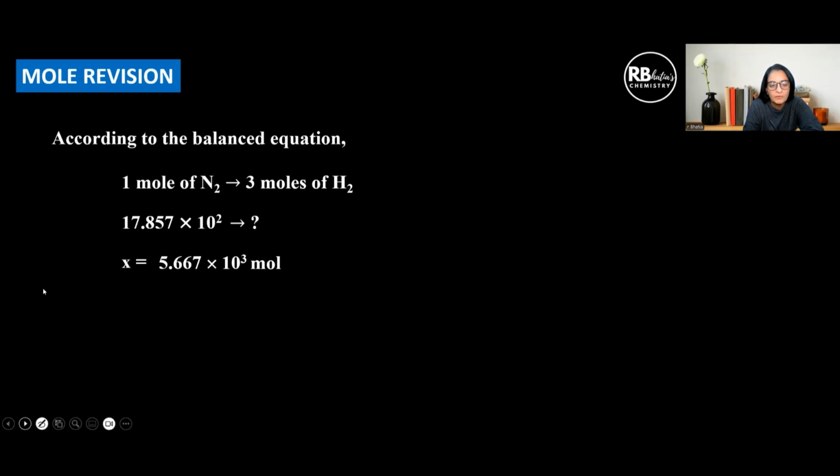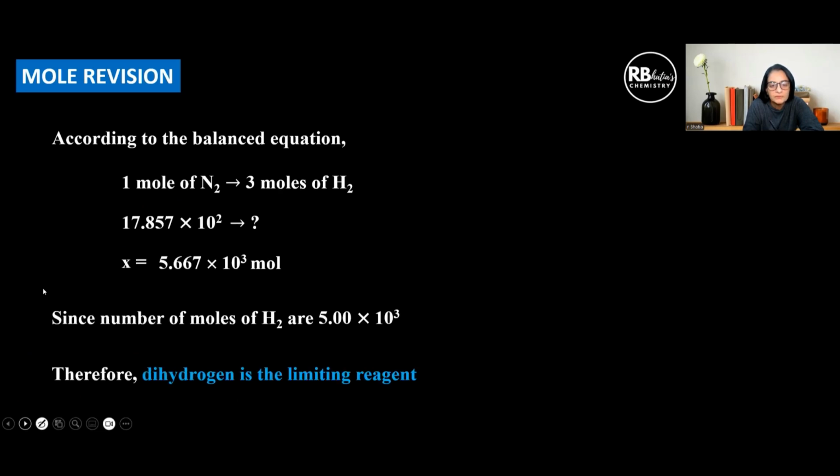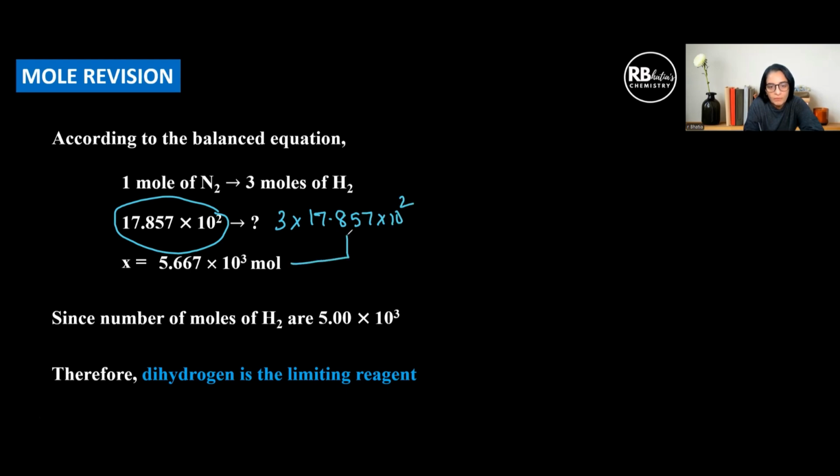So now these many moles of nitrogen are going to require 3 into these many moles of hydrogen. And this number will come out to be equal to this. This quantity is more than the number of moles of hydrogen that are provided to us. So hydrogen is less than required for complete reaction with nitrogen.